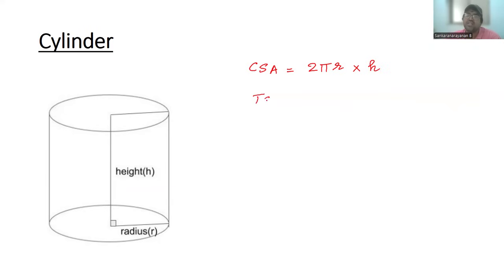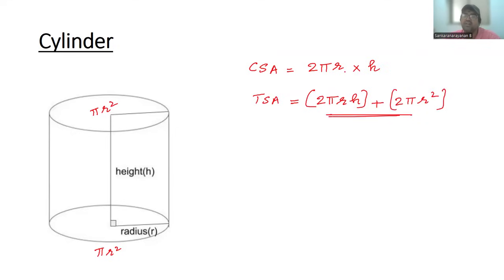What about the total surface area? That is including this 2 pi r h, the lateral surface area, plus the top area, which is pi r square, and the bottom area, which is also pi r square. So adding them together, total surface area will be lateral surface area plus top area plus bottom area. That is nothing but this value plus 2 pi r square. So that fetches the total surface area.